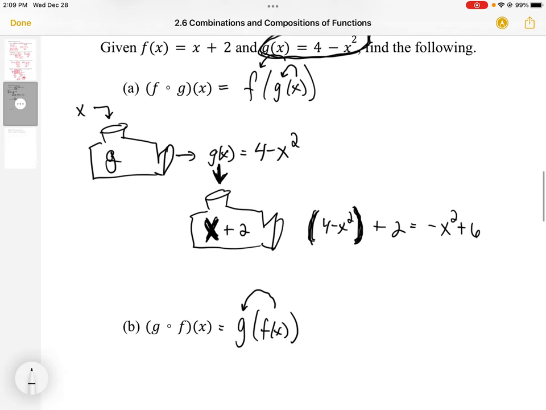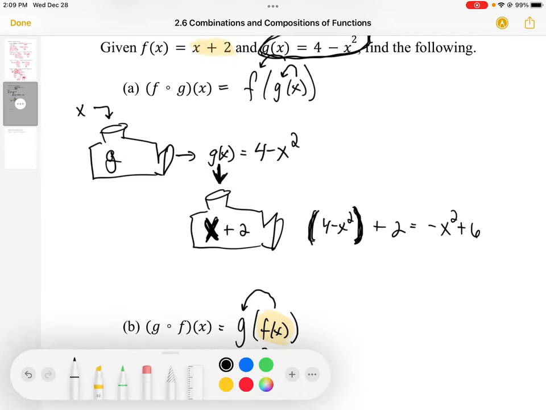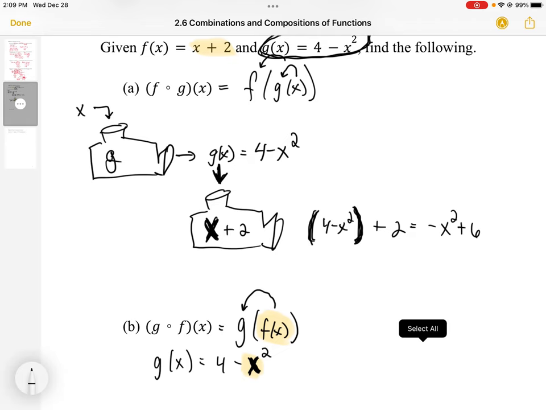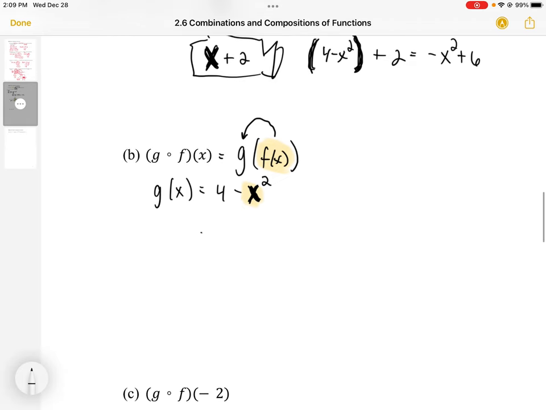So if we have, I'm going to write g of x is equal to 4 minus x squared. Now, everywhere we see an x, we're going to replace that with f of x. Okay, so this is going to be replaced with f of x. And f of x, remember, is x plus 2. So I'm going to substitute x plus 2 for x in g of x. Okay, so what I have just written is g of f of x.